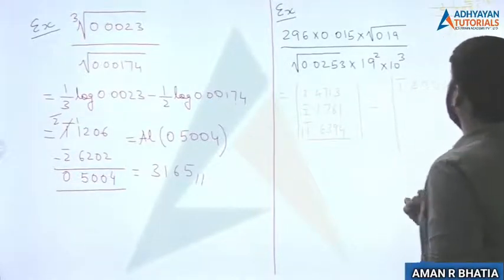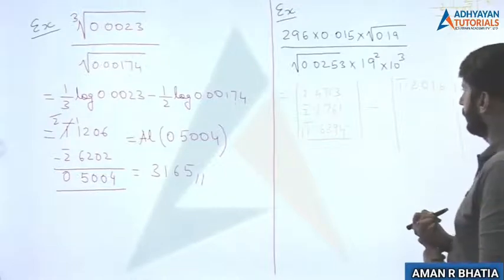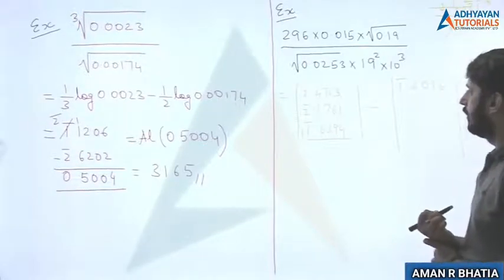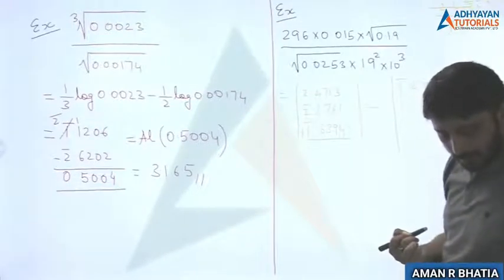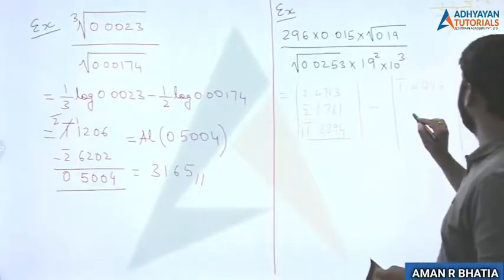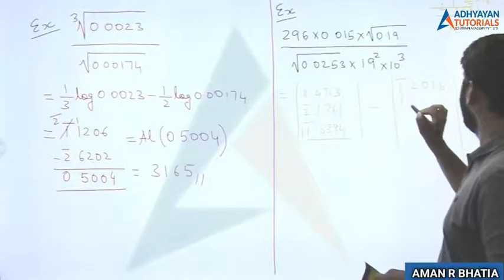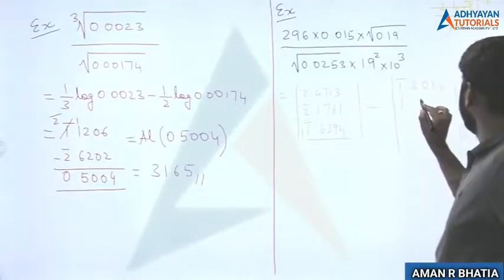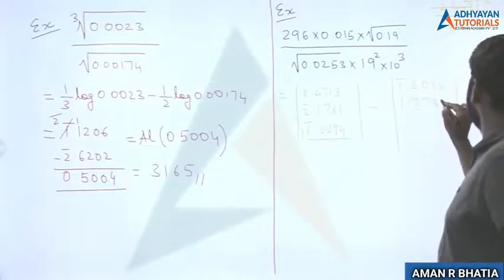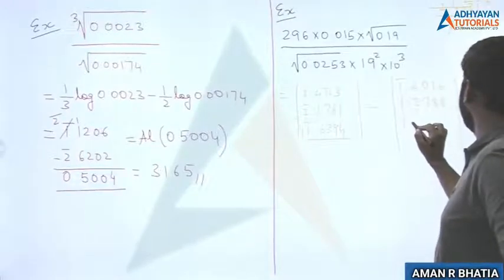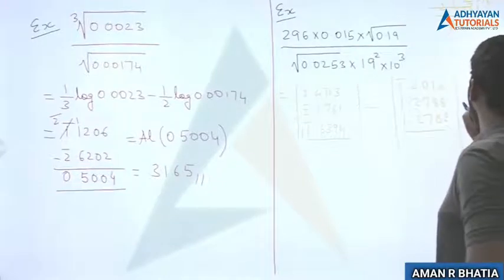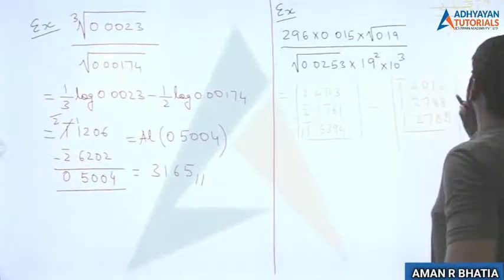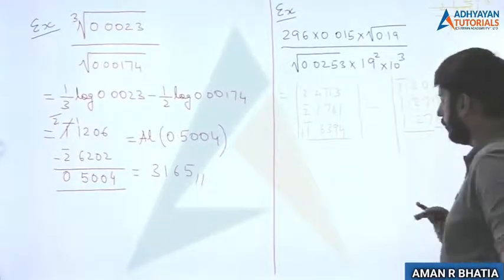1.2016. Then I have 19 raised to 2. So I have two ways to do it here. Log of 19 is 1.2788, and again I will rewrite that. As I said, depending on the question I will keep on changing my approach. The 10 to the power 3 will go up as 10 raised to minus 3, and I will take it outside the log calculations.